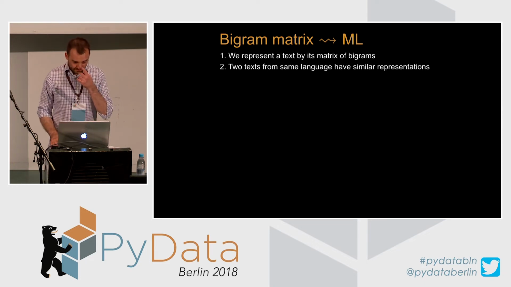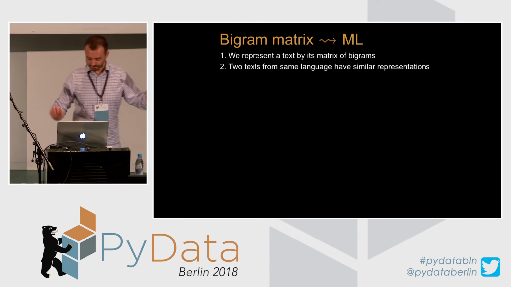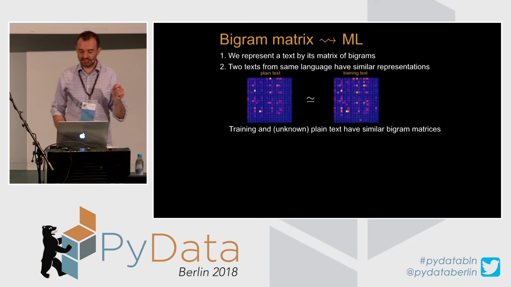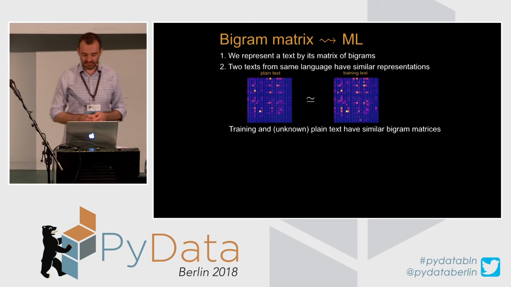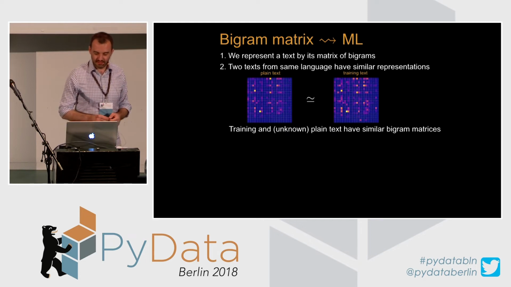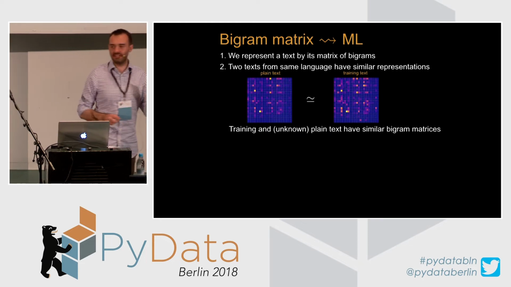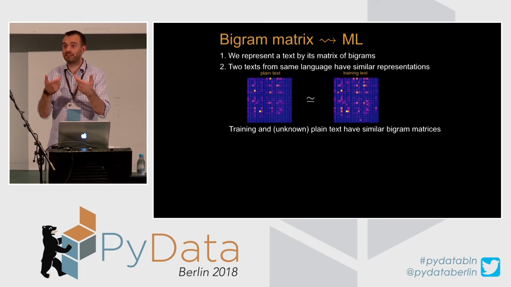And the second thing I pointed out was this fingerprint slide, that 2 texts from the same language have similar representations, even if the texts themselves have nothing to do with each other. So what's the punchline here in a machine learning context? I'm going to use that particular fact, these similar representations, in this particular context. So I'm going to say, well, that means that the plain text and the training text have to have similar bigram matrix representations, right? Because by assumption, they come from the same language.